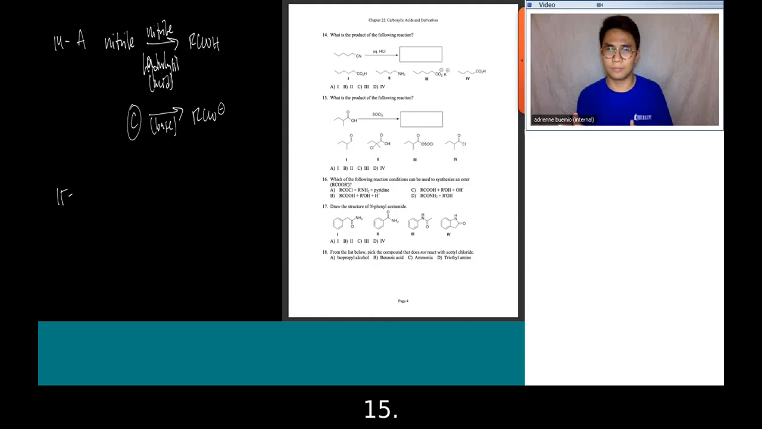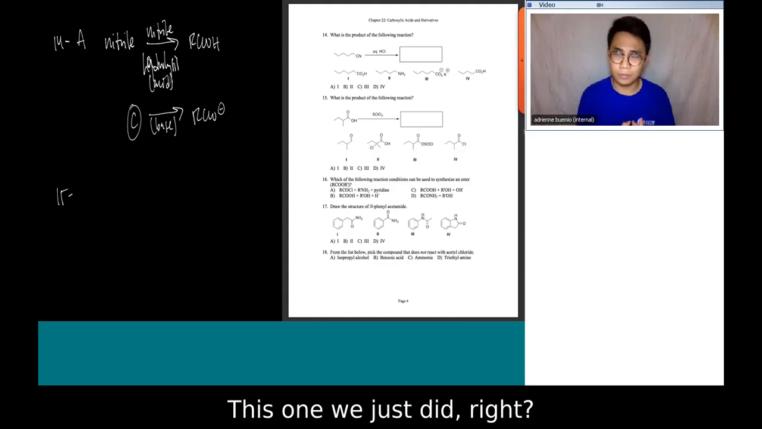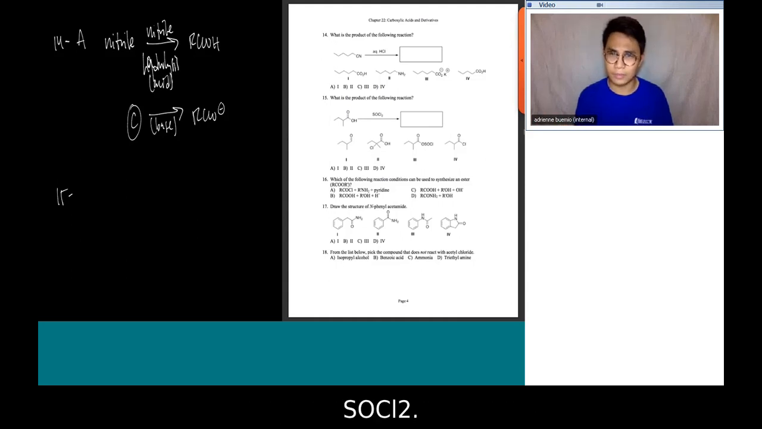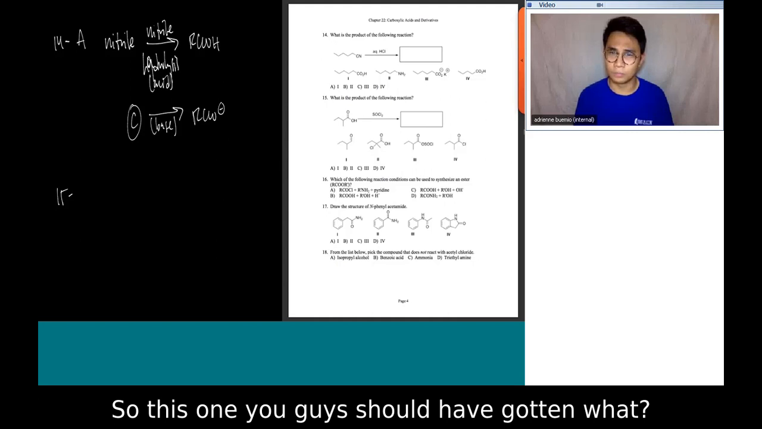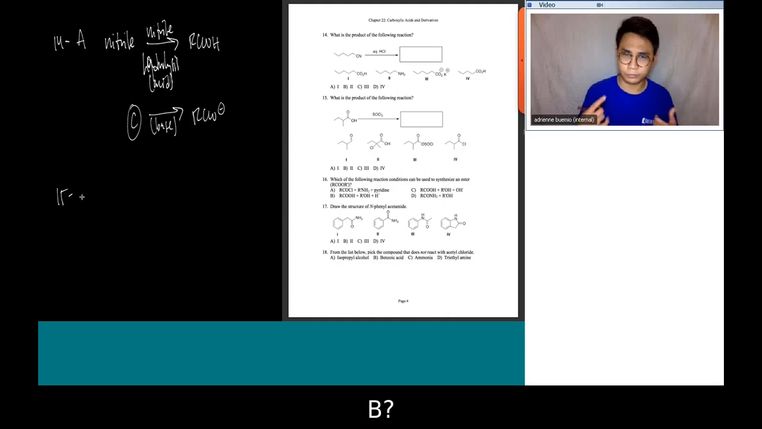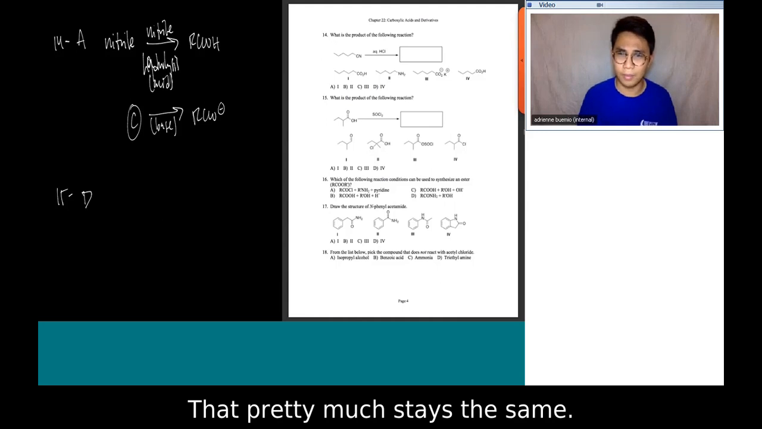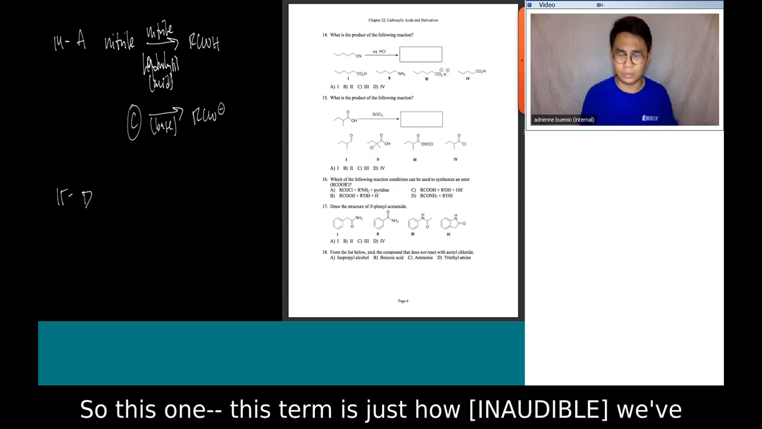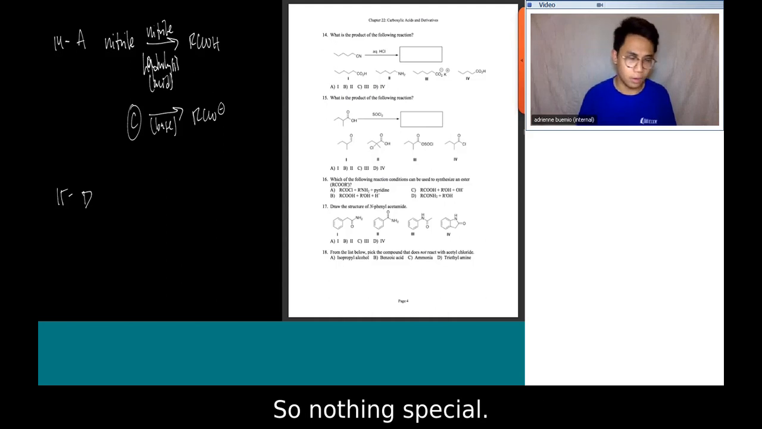15, following product of SOCl2. This one we just did, right? SOCl2. This one you guys should have gone D. It pretty much stays the same. OH turns into Cl. So this one is pretty much just halogenation. We've seen tons of it before, right? So nothing special.